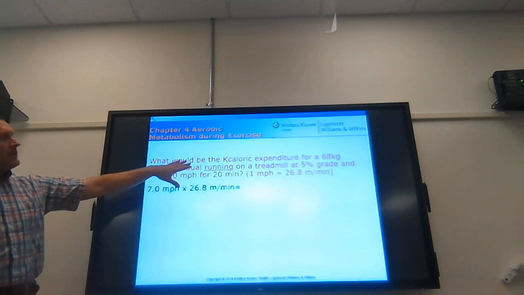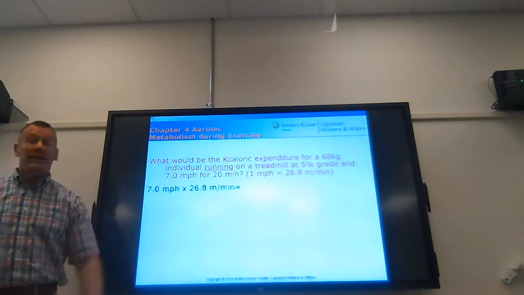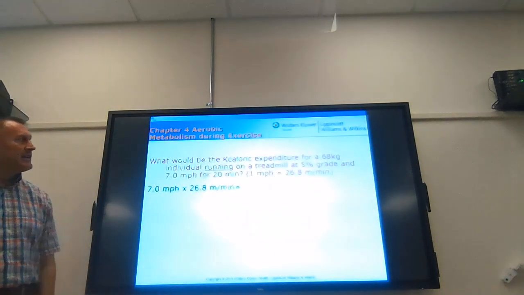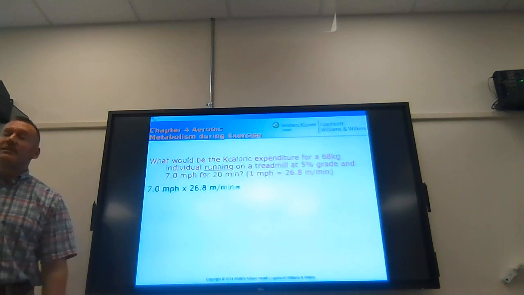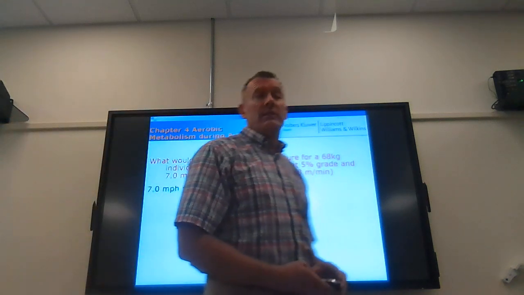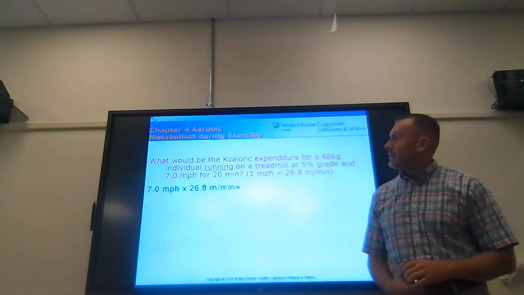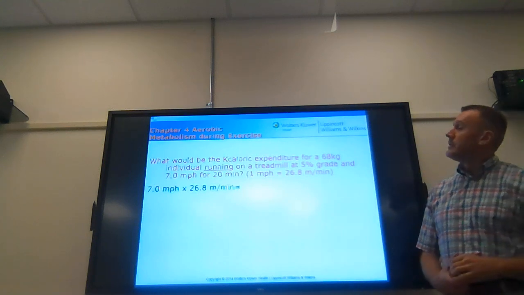What would be the calorie expenditure for a 68 kilogram individual running? Okay, so we're not walking anymore, we're running on a treadmill, 5% grade, 7 miles per hour for 20 minutes. That's a pretty good workout. 5% grade, 7 miles per hour for 20 minutes.